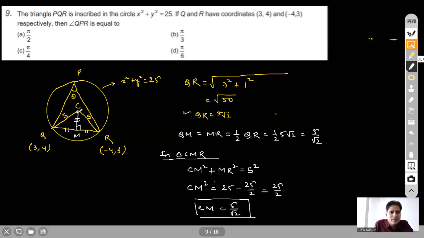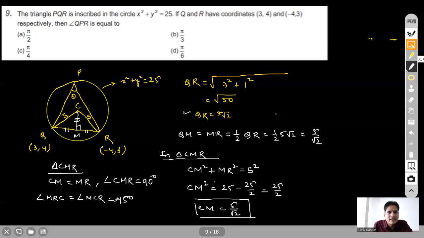So in triangle CMR, if you see, CM is equal to MR. And we know the angle CMR is equal to 90 degrees. So the angles opposite to these two sides, that is angle MRC, is equal to angle MCR, and that is equal to 45 degrees basically. So if this angle is 45 degrees, this will also be 45 degrees. This will also be 45 degrees, right?